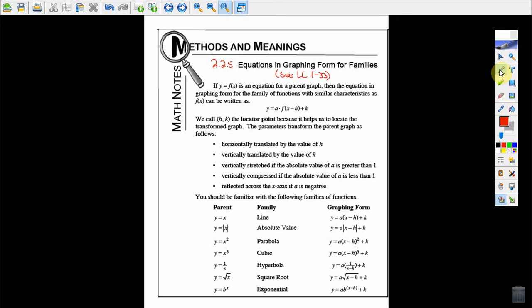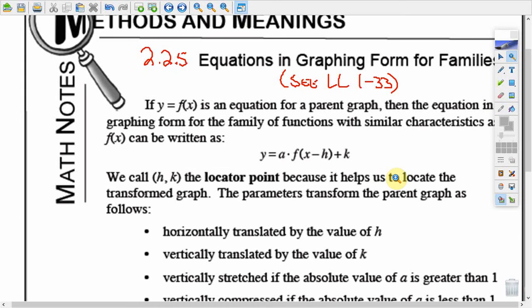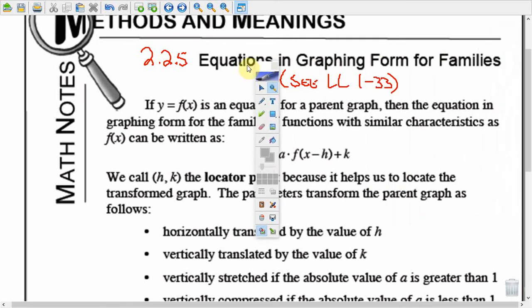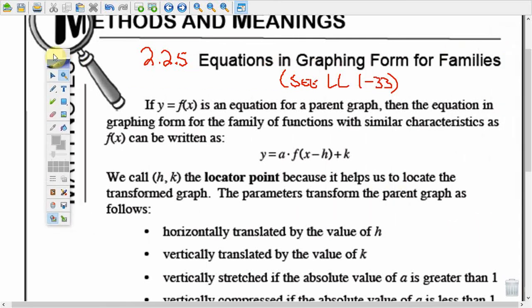We just want to summarize what we know already, and make sure that we've really internalized all of this stuff because it's pretty powerful. So let's take a look at it. If we have the function y equals f of x, and that's an equation for a parent graph for one of our families of functions, then when it's in graphing form for the family of functions with similar characteristics as f of x, it can be written as y equals a times f of x minus h plus k.